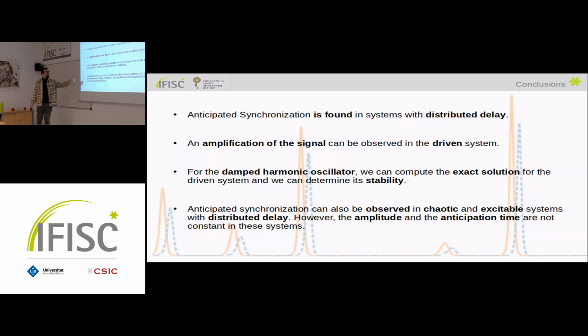And last but not least, we work with some chaotic and some excitable system. We check that there is anticipated synchronization, but that the amplitude and the anticipation time, in this case, are not constant. And the amplitude also can change from time to time.